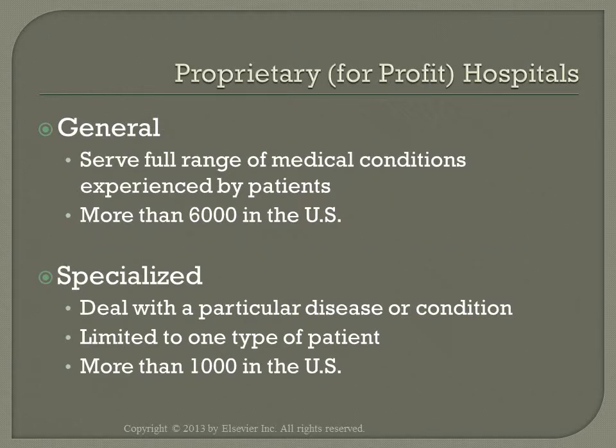Proprietary hospitals, the for-profit hospitals: this type of care is referred to as acute care because patients are more acutely ill and they require more skilled care. The owner of these facilities can be an individual, a partnership, or a corporation.